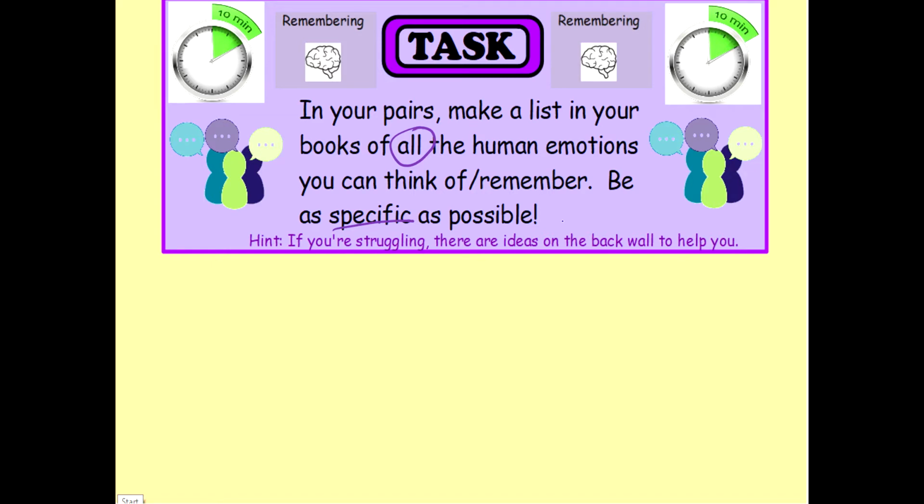If you're struggling, there are usually ideas on the back wall to help you. So I'm going to look at positive, I'm going to look at negative, I'm going to look at relieved, I'm going to look at hostile. Those are just a couple of the words on the back wall that you would normally be able to turn around and have a look at. Do not Google this, because you're just asking to let yourselves in for not using your own brain, which is not okay. You know how I feel about using your own brain. It's an absolute necessity in life.